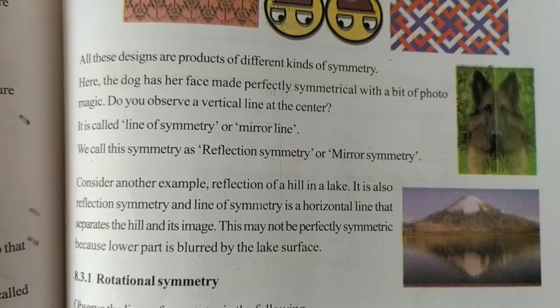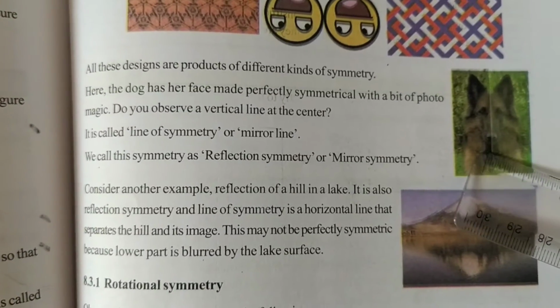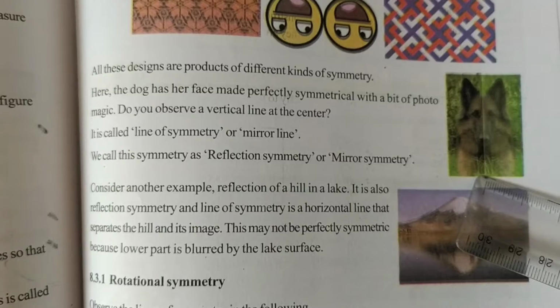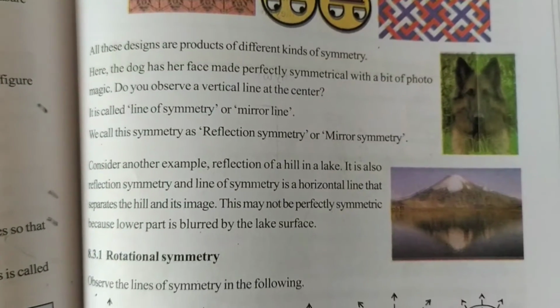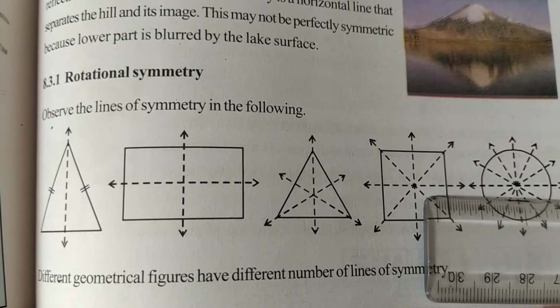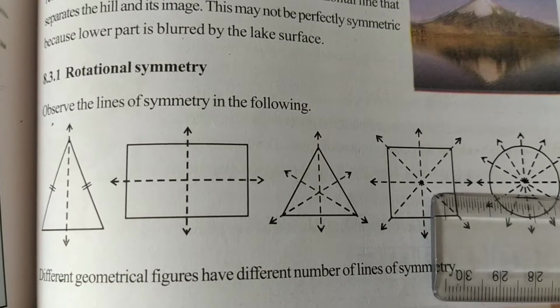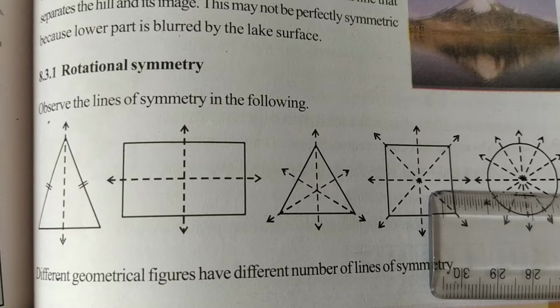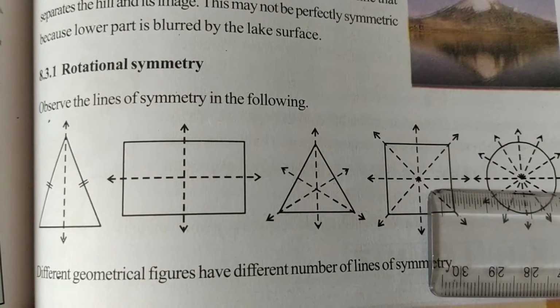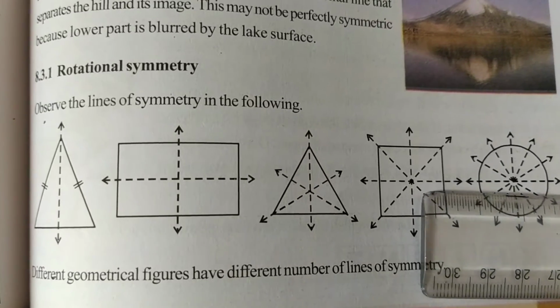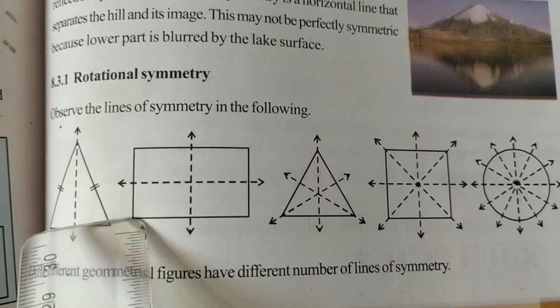Next let us discuss this figure. See this figure, students, here is the line of symmetry which is dividing the photo of a dog into two parts. Next, rotational symmetry. This is the rotation of any object. Rotational symmetry is when you get the object by rotating it once or twice.